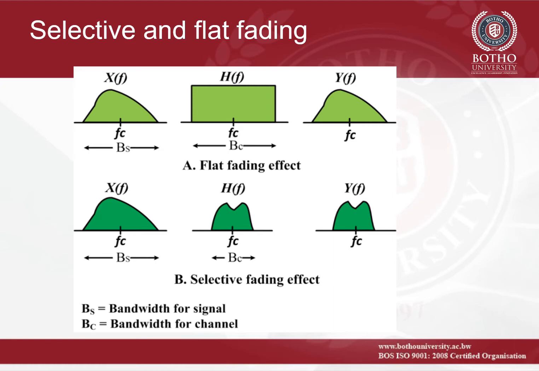The next one, which is called selective fading, occurs when the multipath fading affects different frequencies across the channel to different degrees. It will mean that the phases and amplitudes of the signal will vary across the channel.